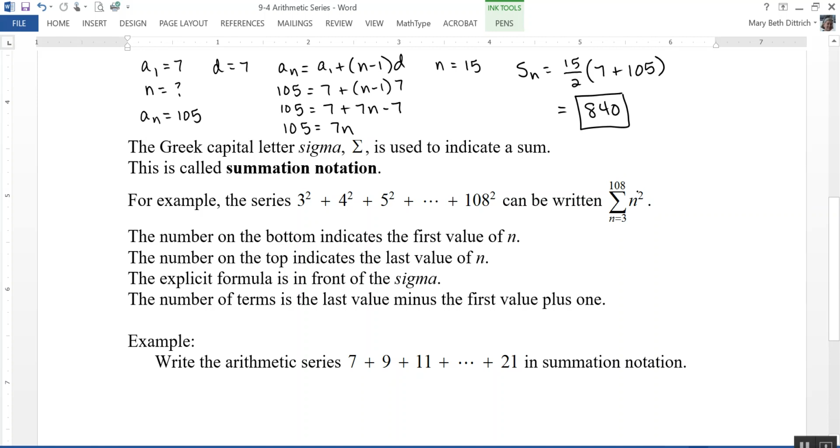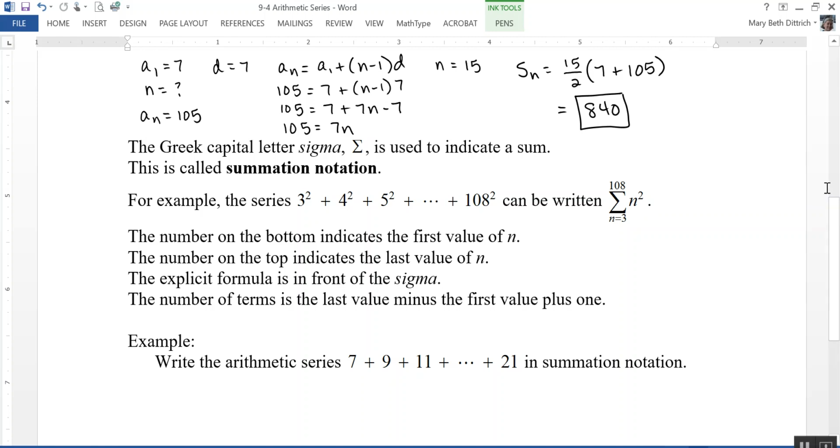The explicit formula is this right here out in front of the sigma, and the number of terms in this series is the last value, so 108, minus the first value, 3, plus 1, because whenever you're counting the number of something, you take the largest minus the smallest, and you always add 1.